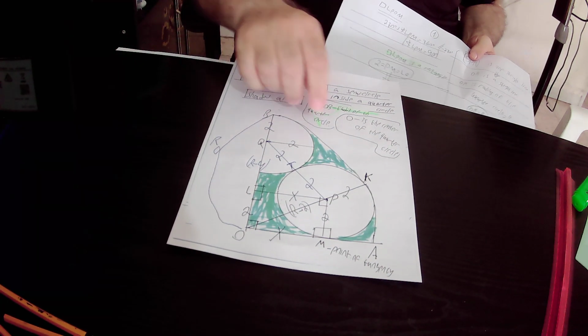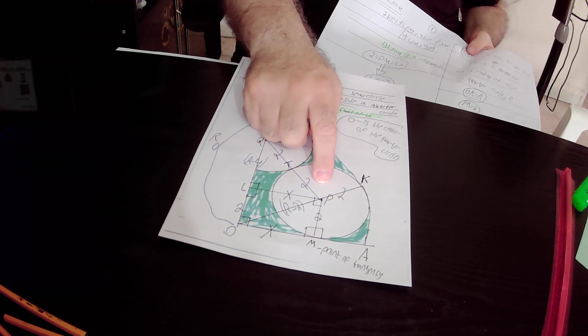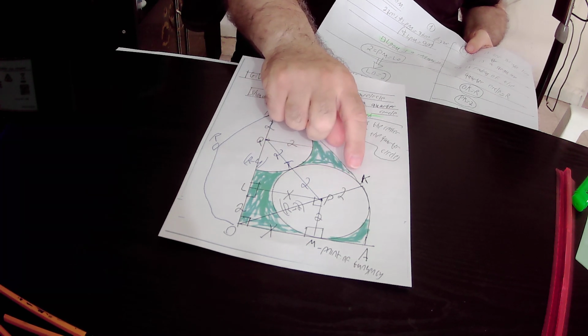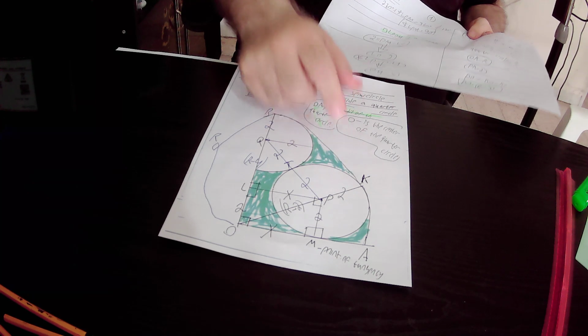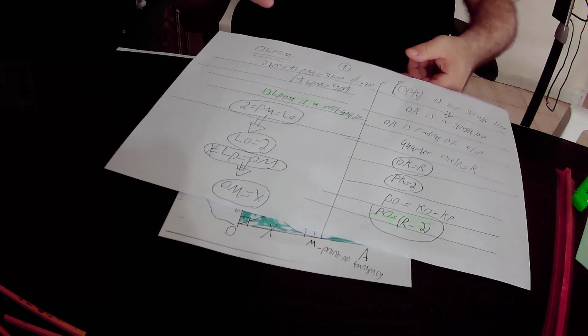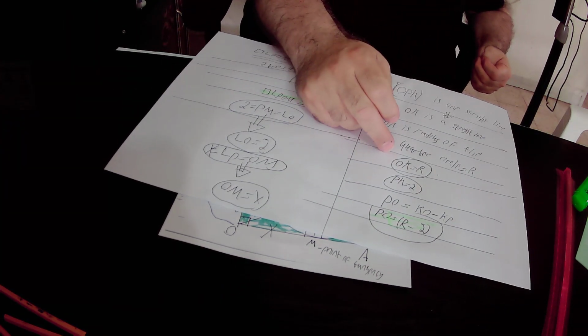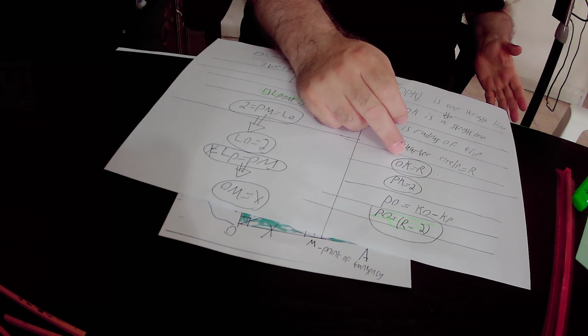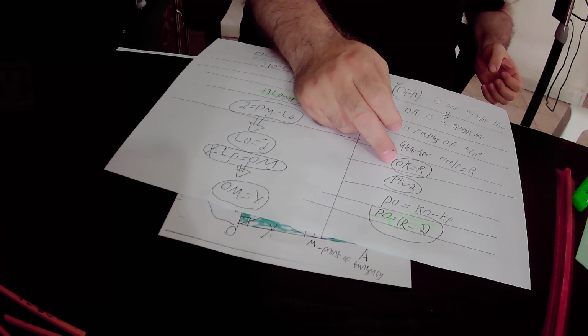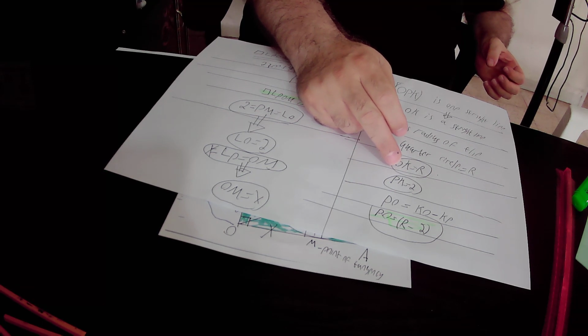Likewise, we know that point P is the center of the circle. Point K is the point on the circle itself. Therefore, PK is the radius of this circle, which is equal to 2 units according to what is given in the question. So in conclusion, we found out that OK equals capital R, the radius of the quarter circle, while PK equals 2 units, the radius of the circle.